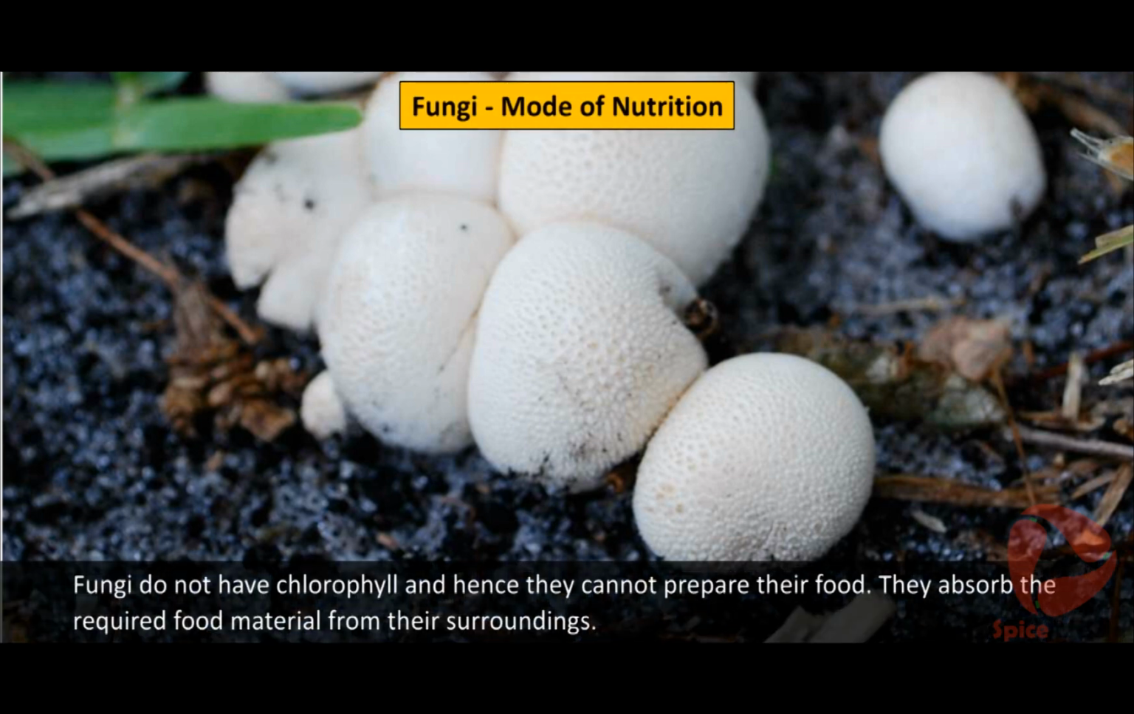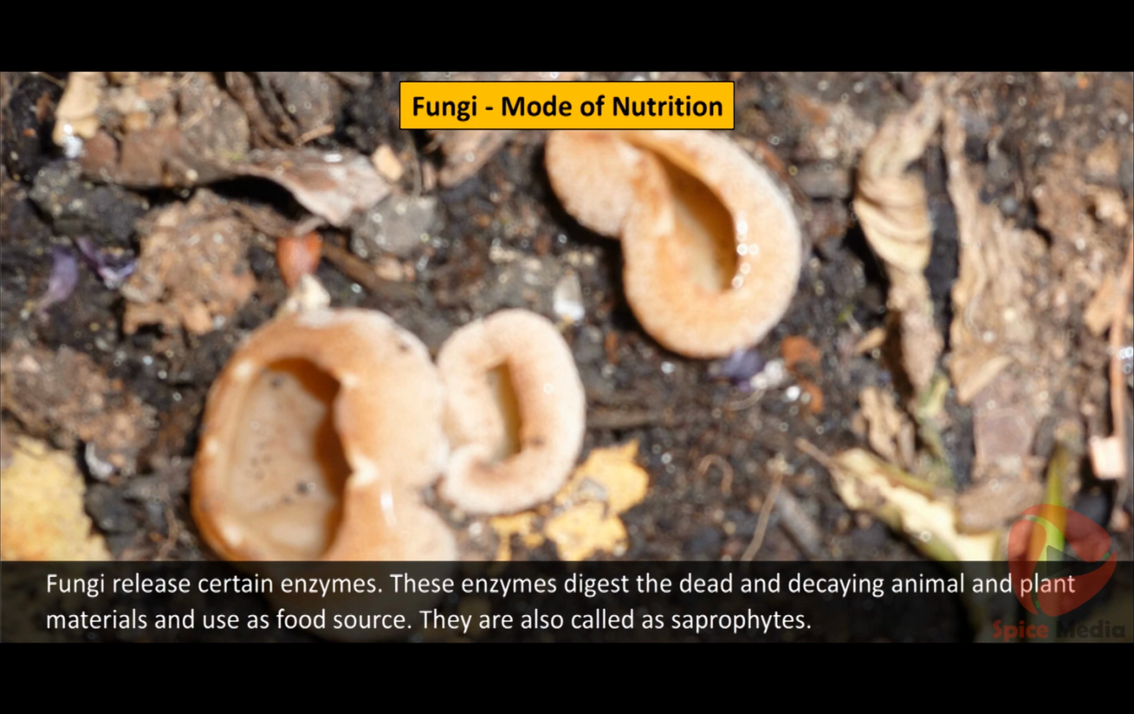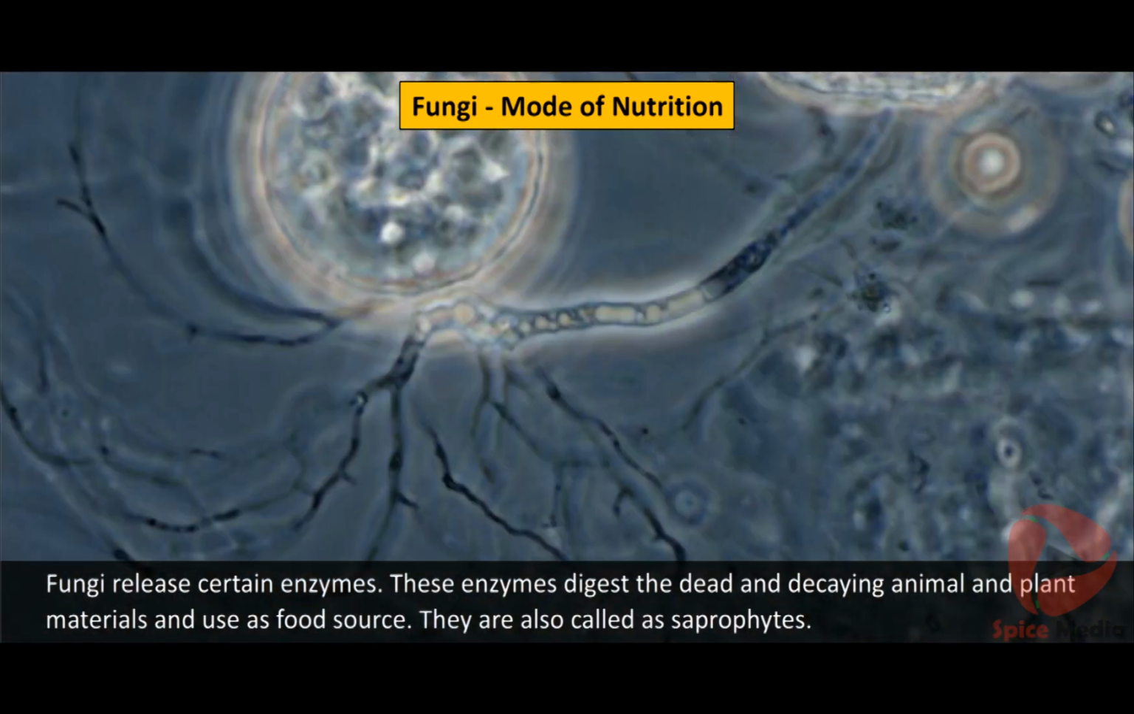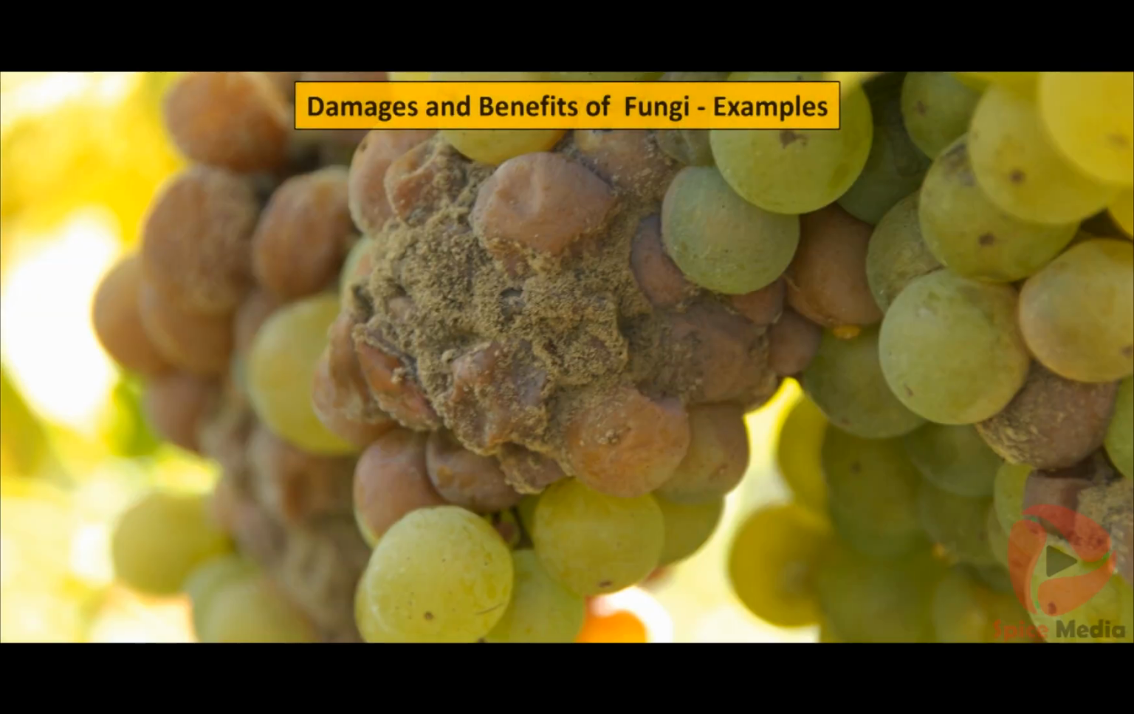Fungi do not have chlorophyll, and hence they cannot prepare their food. They absorb the required food material from their surroundings. Fungi feed on dead and decaying matter in the soil. They release certain enzymes on it. These enzymes digest the dead and decaying animal and plant materials and use them as a food source. Hence, they are also called saprophytes.